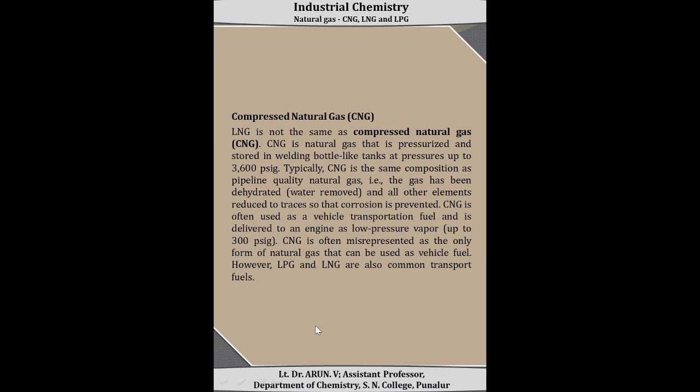CNG is a natural gas that is pressurized and stored in welding bottle-like tanks at pressures up to 3600 psi. Typically, CNG has the same composition as pipeline quality natural gas, that is, the gas has been dehydrated and all other elements reduced to traces so that corrosion is prevented. CNG is often used as a vehicle transportation fuel and is delivered to an engine as a low pressure vapor, that is, at vapor pressures up to 300 psi.